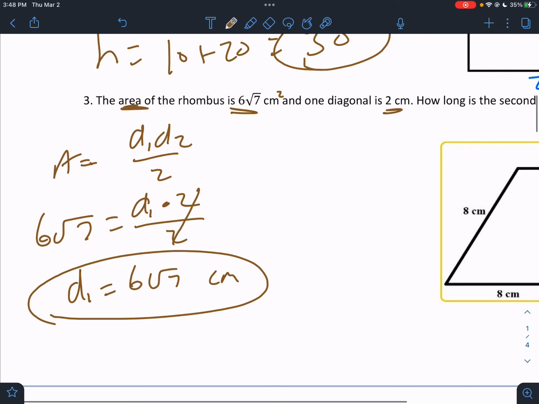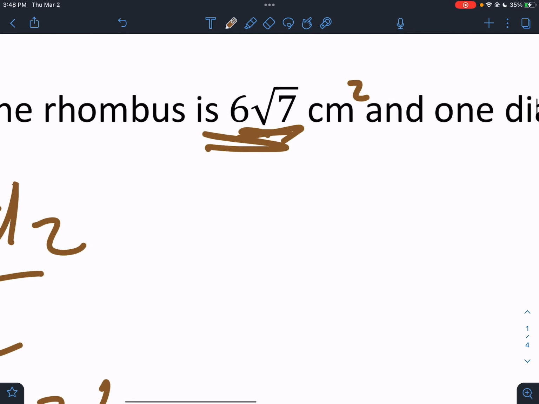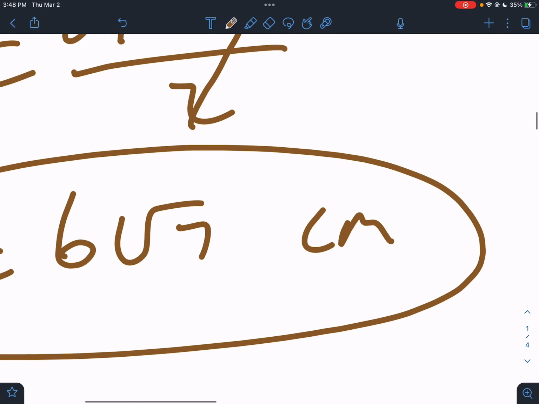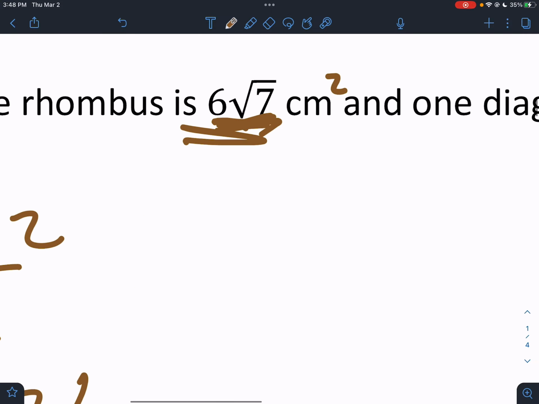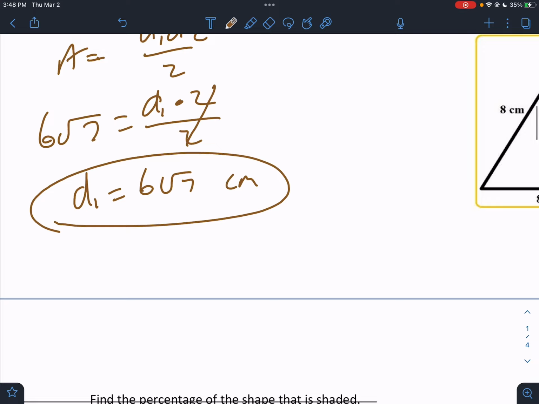Now, that's the same number, but it's not the same thing. Area is in squared units. This is 6√7 squared units. This is 6√7 linear units. This is a length, and this is a square. Not the same thing, but they are the same number. That's okay.